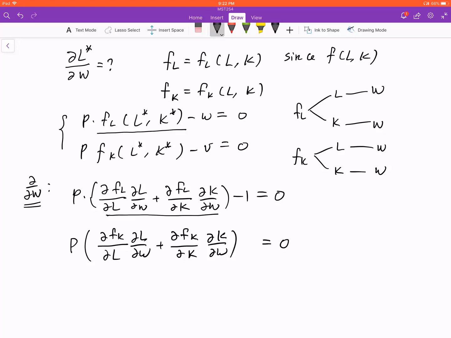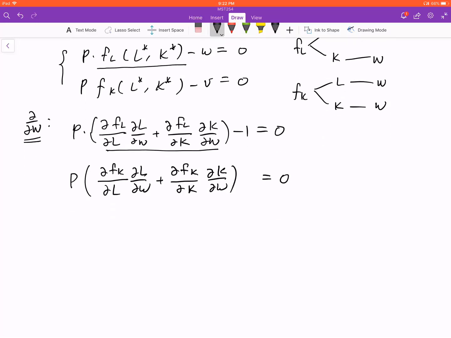Now, what we're going to do is to use the matrix notation from linear algebra. So we will see these are unknown, dL*/dW and dK*/dW. This is the one we want to find. So what we have over here is this. So we have matrix form, we have P.